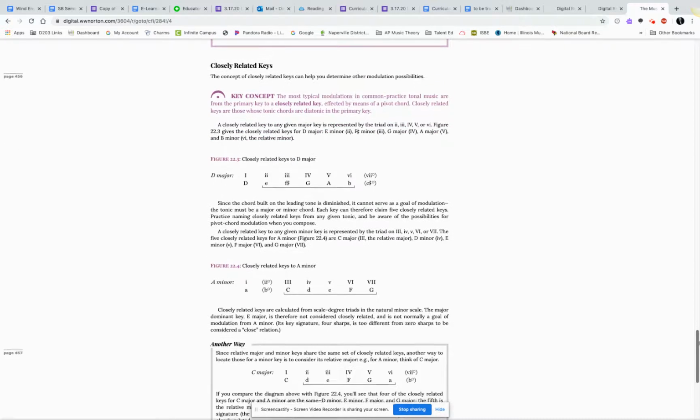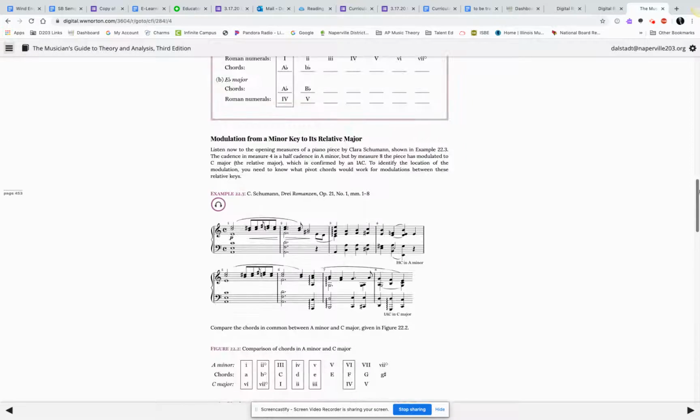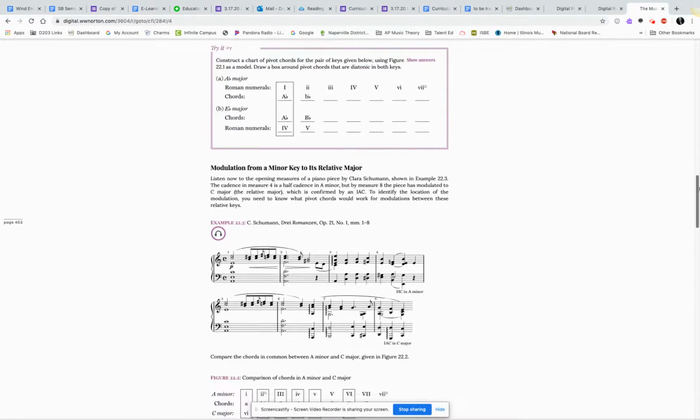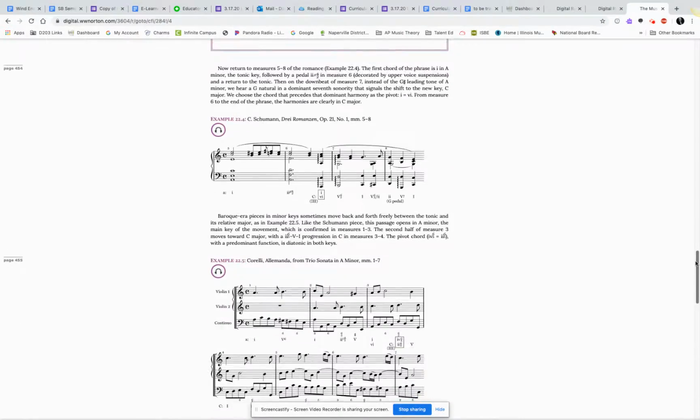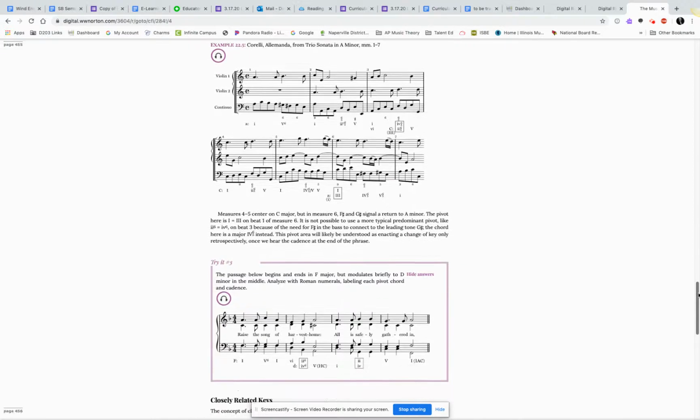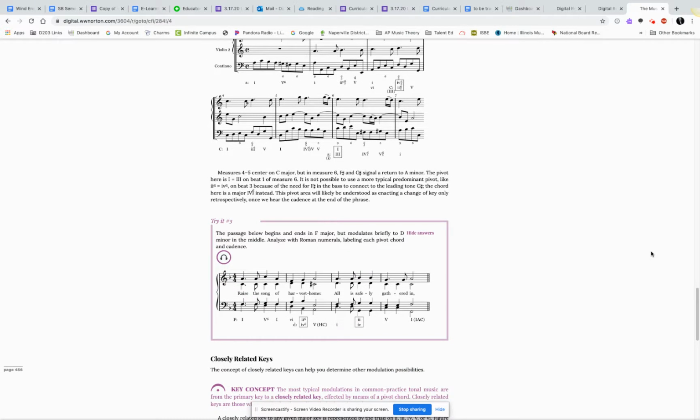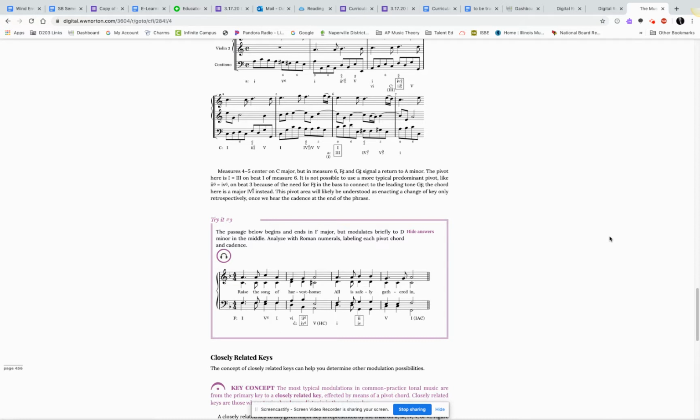And feel free to read through modulations in the minor key in more detail on your own. You can send me an email. We could find a way to go to a meeting or Skype, or we'll figure something out to meet in the coming days here.